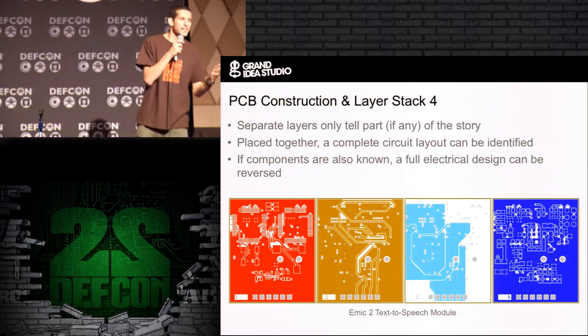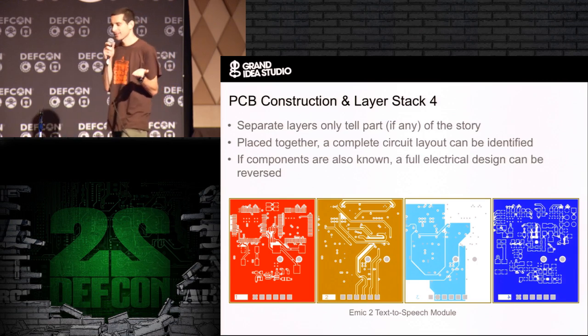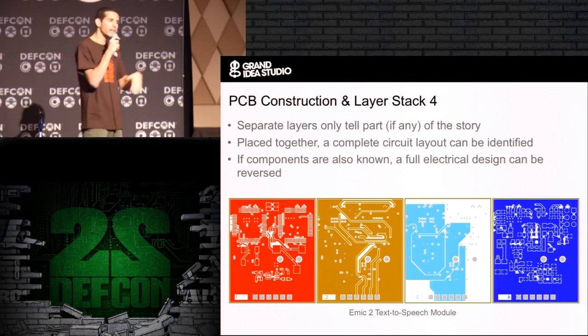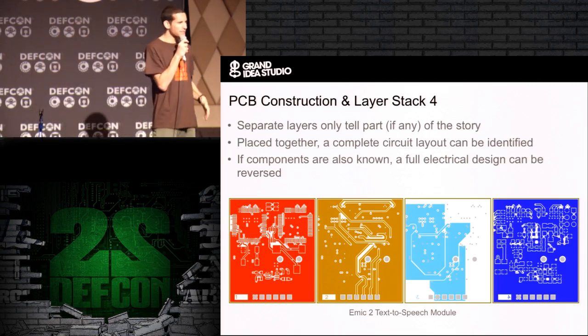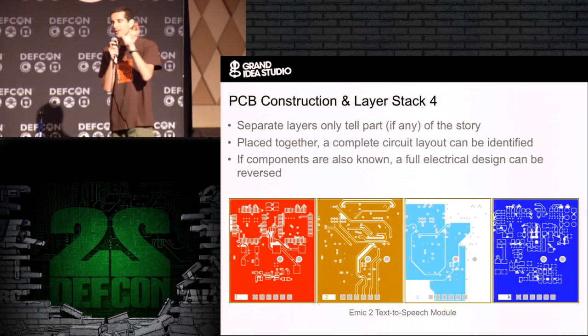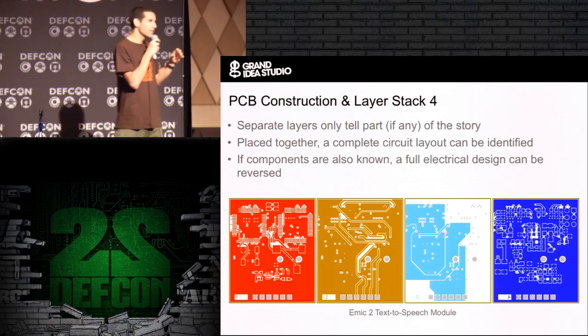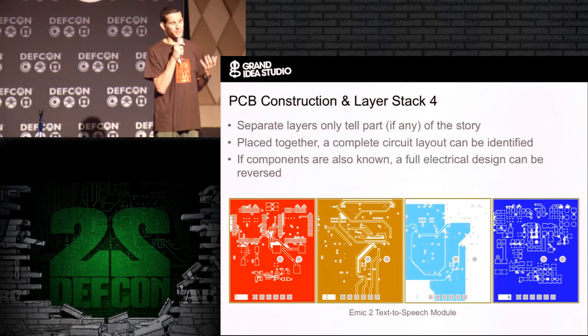So I mentioned that we want to try to get access to the inner layers, or all the layers of the circuit board. If you can only access, say, the top and bottom layers, that's still better than nothing. But really, if you get all layers of the board, whether it's a 4-layer board or whatever, then you can start really putting together the entire design.